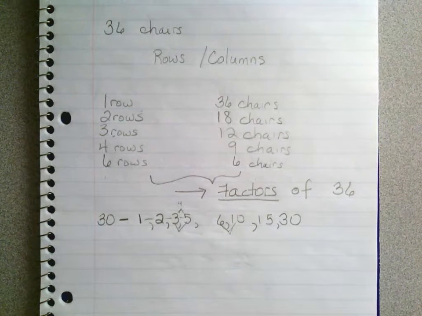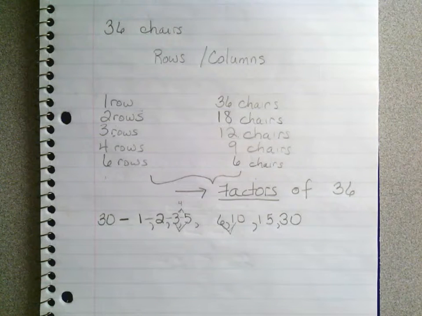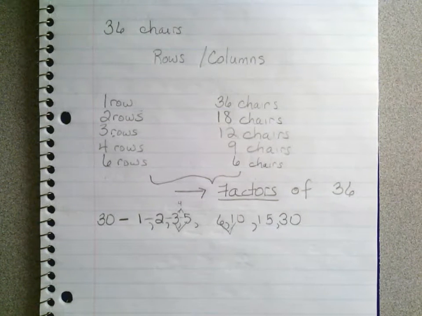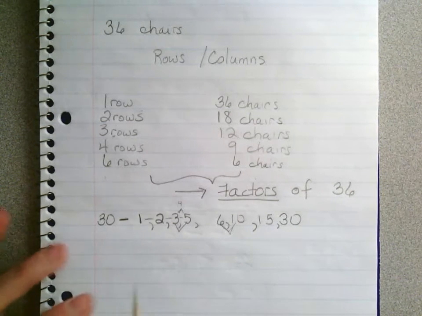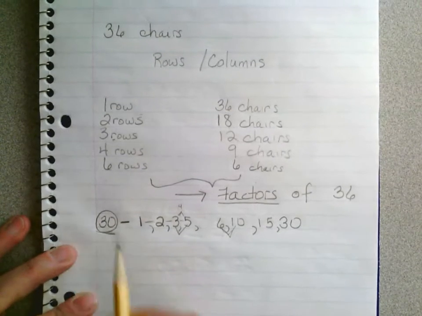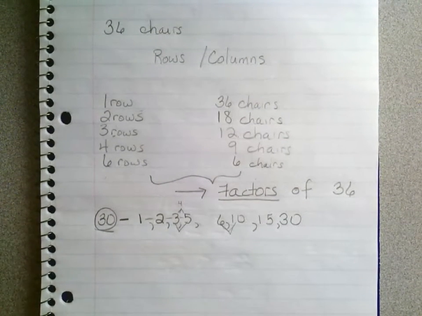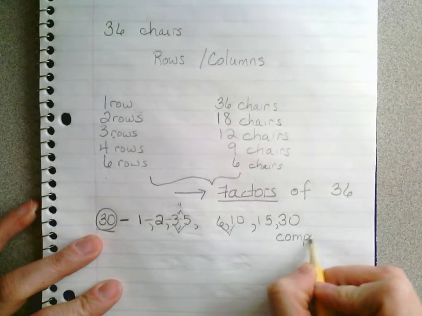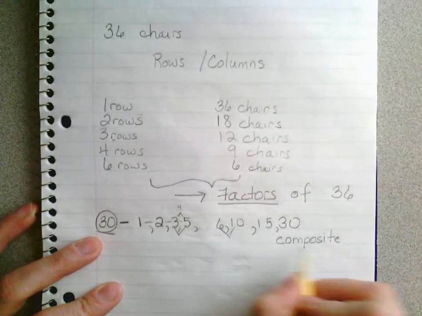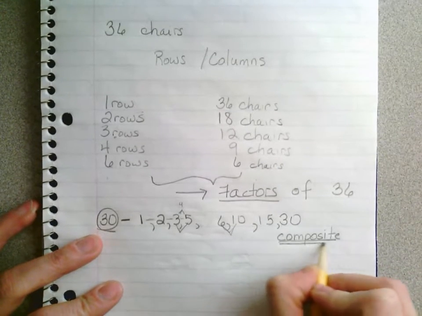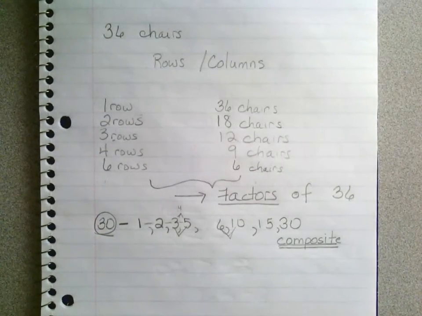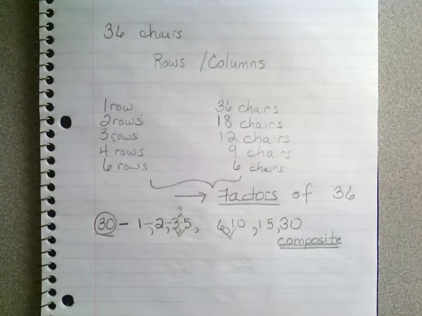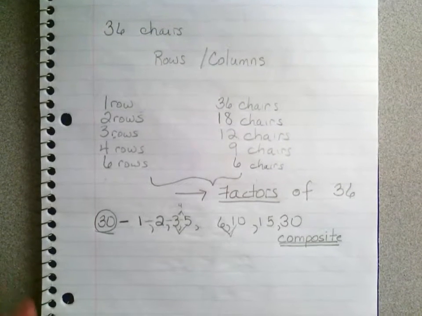At the bottom of page 172, they ask you for some more factors of numbers, and you could look at those at your leisure. But 30, for example, has a bunch of factors. Would you agree with me? It is called a composite type of number. It is composite because it has several factors, more than 2.